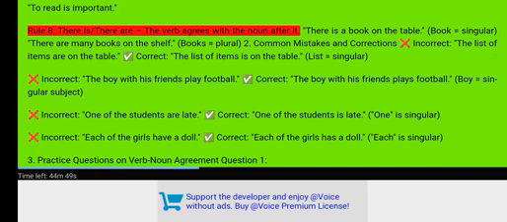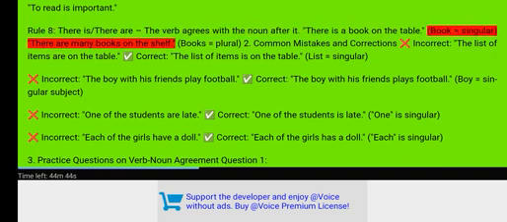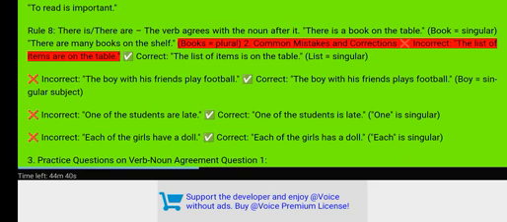Rule 8. With there, the verb agrees with the noun after it. There is a book on the table. Book is singular. There are many books on the shelf. Books is plural. 2. Common mistakes and corrections.